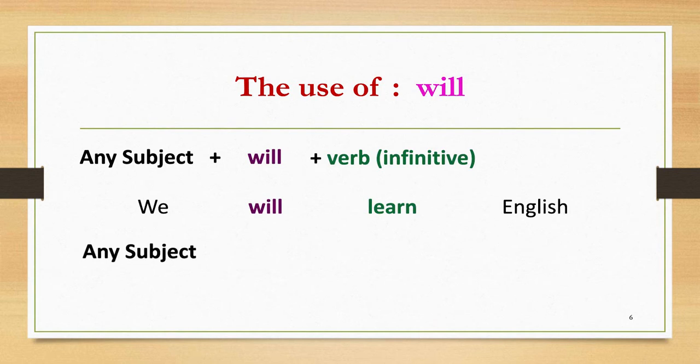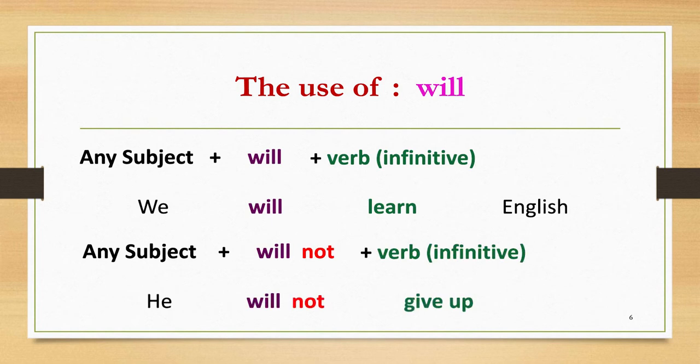To make negative sentences now, we use the same, all the subjects or any subject: I, we, you, they, he, she, it. They all have will without any s next to the subject. So any subject plus will not plus the verb at its infinitive form. So example, he will not give up. He will not give up.